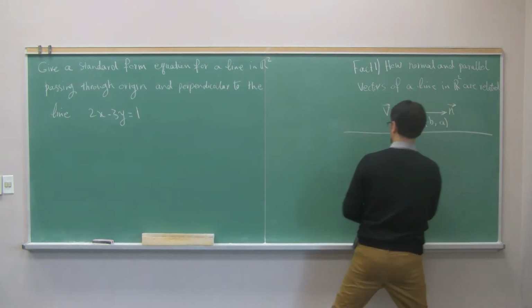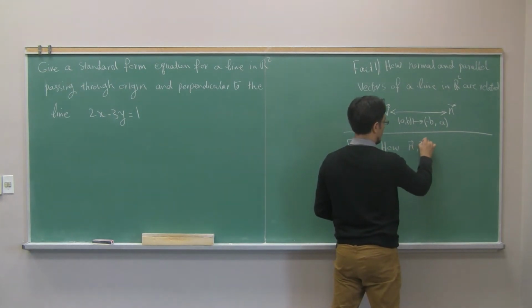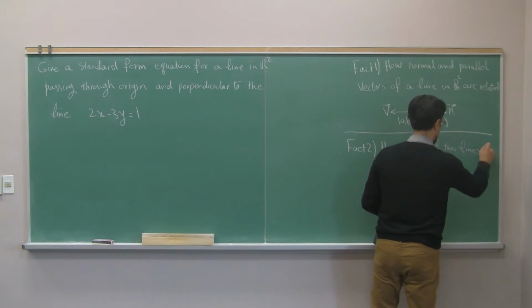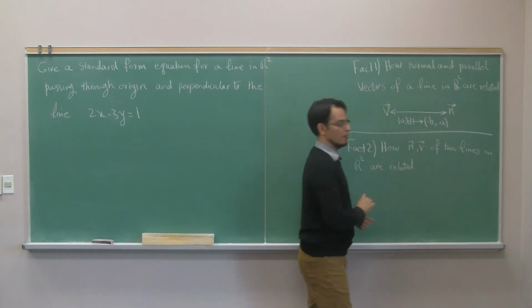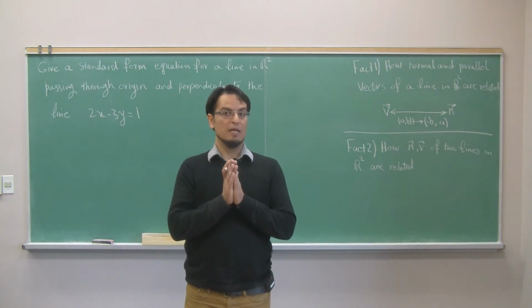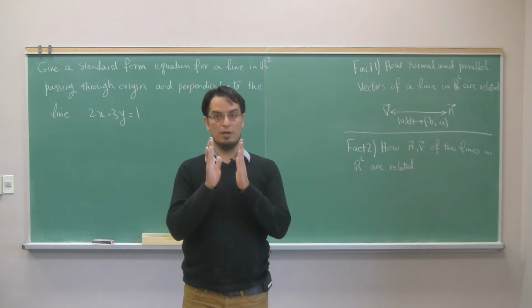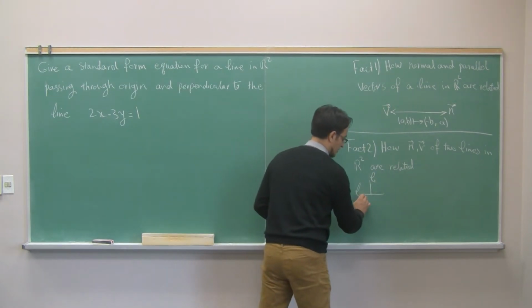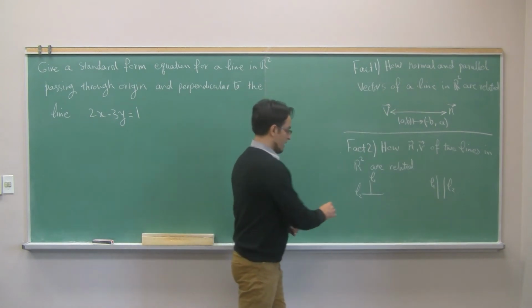Fact 2 is related to how normal and parallel vectors of two lines in R2 are related. Well, not two random lines. They should have a relation. And for this course, the important relations are they are either perpendicular or they are parallel. So I have two situations. When line 1 is perpendicular to line 2, or line 1 is parallel to line 2.